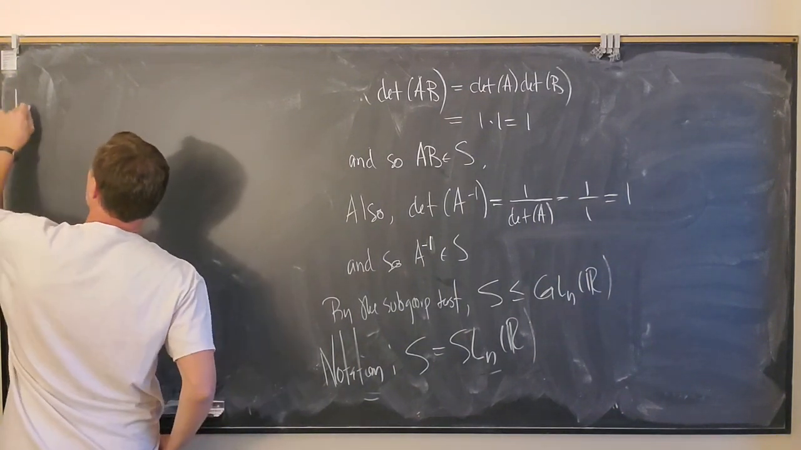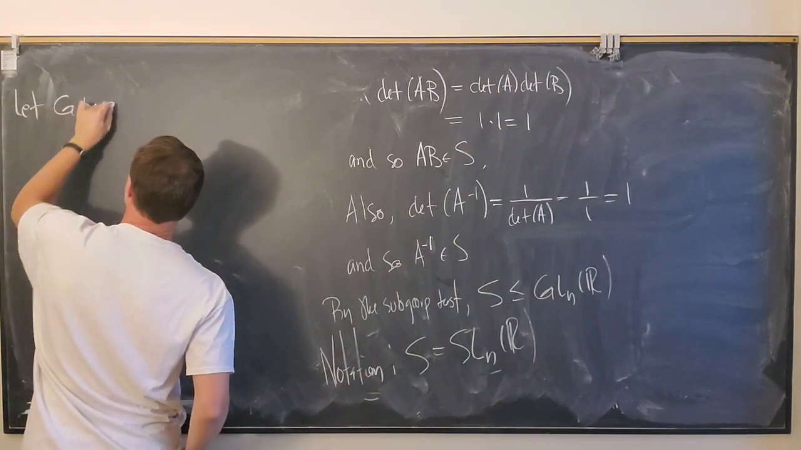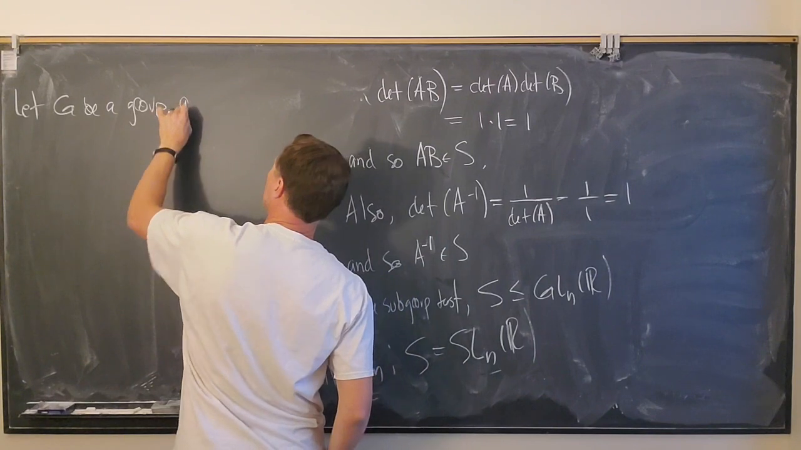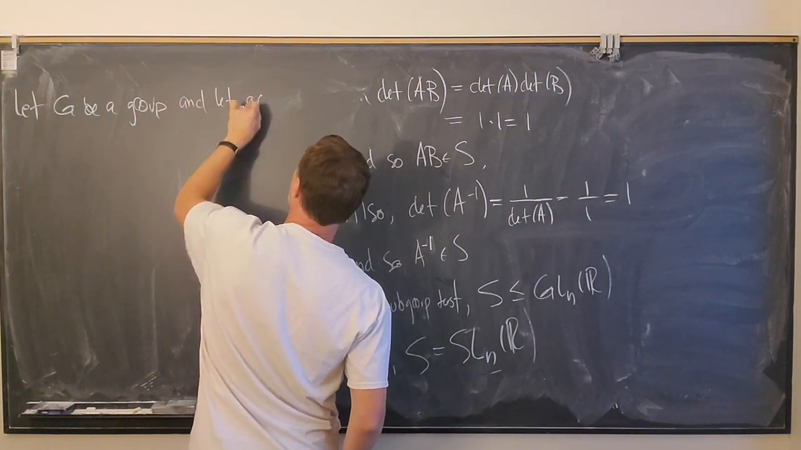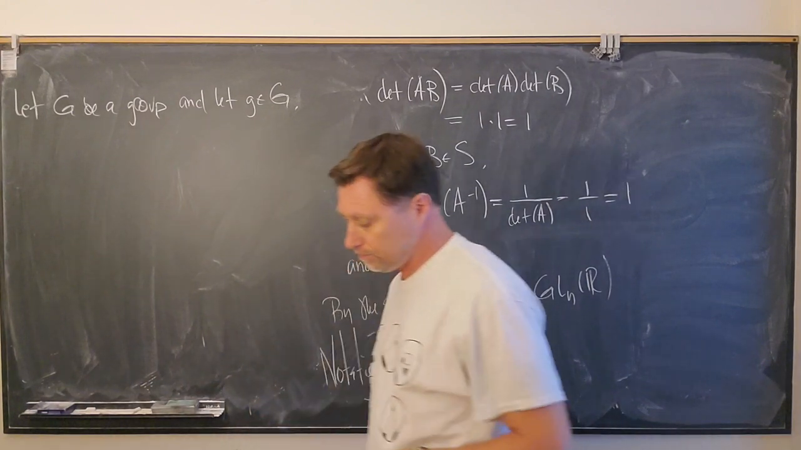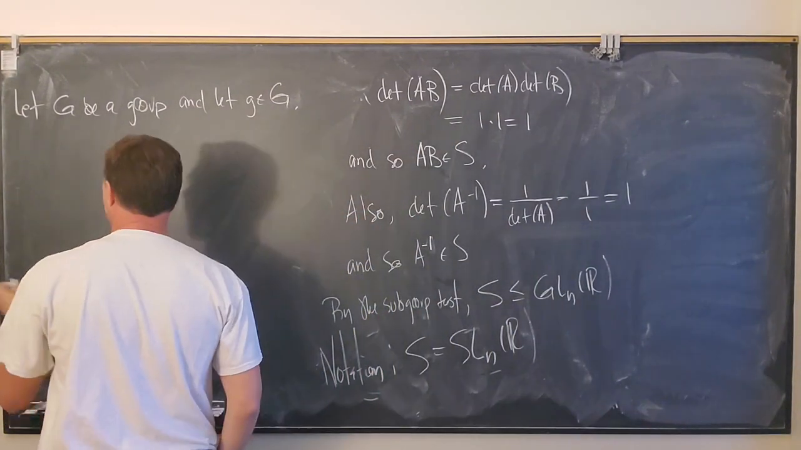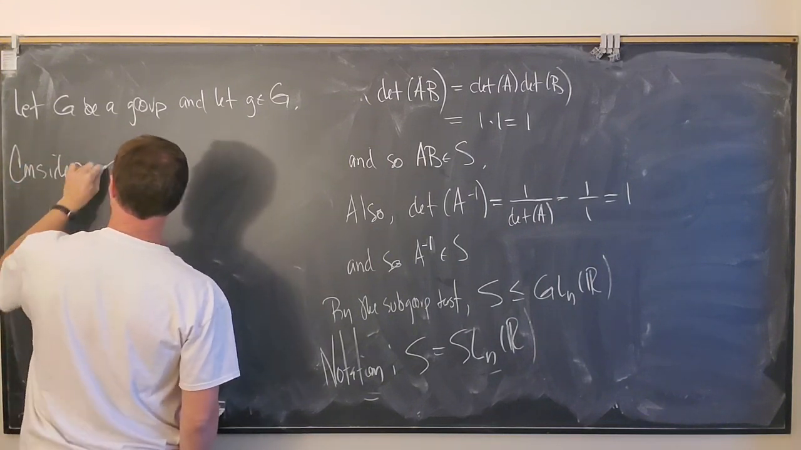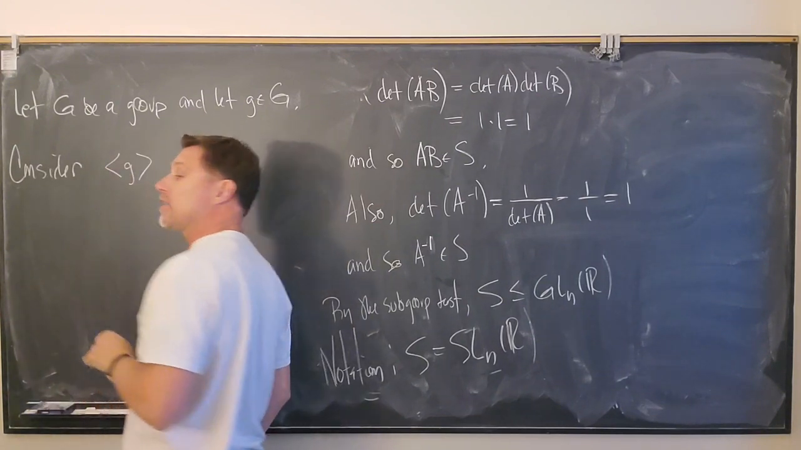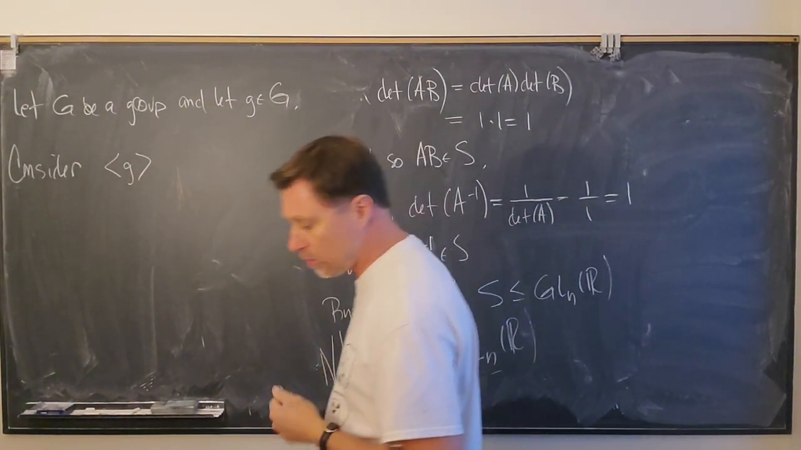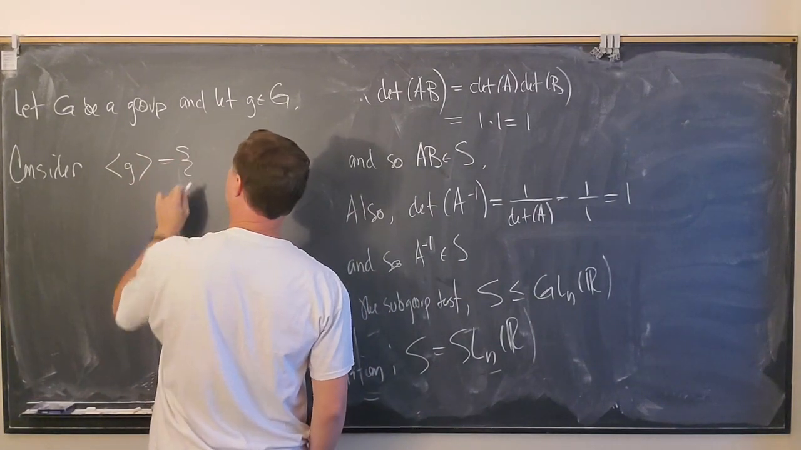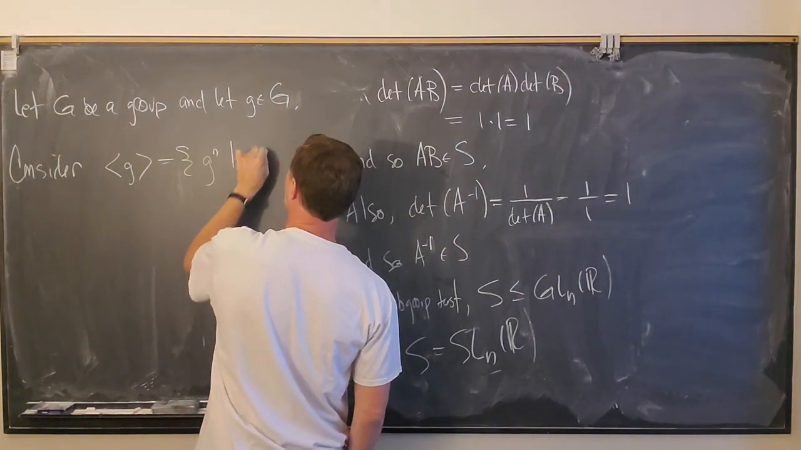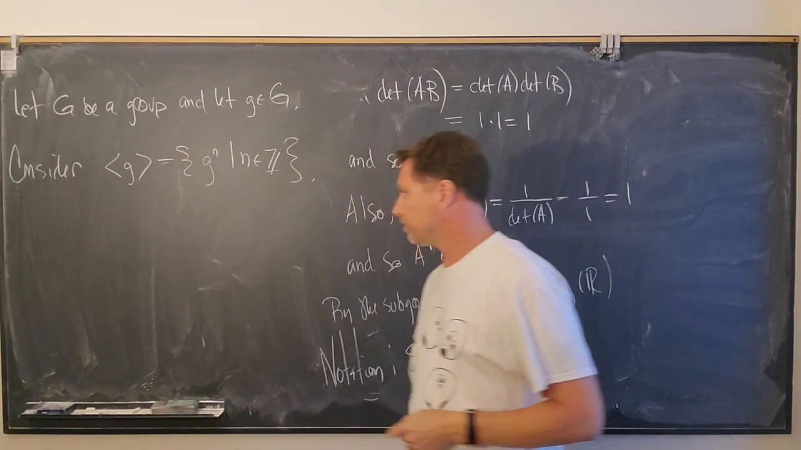So let G be a group. And I want to choose an element. So let little g be an element of capital G. Now, I want to think about a certain set. So let's consider the set which has special notation: angle brackets around little g. It's the set of all possible powers of g. So it's g to the n, where n runs through all elements of Z.